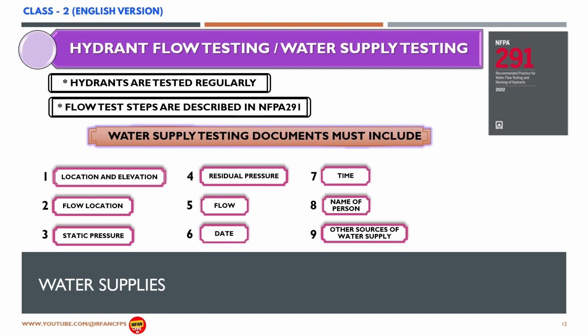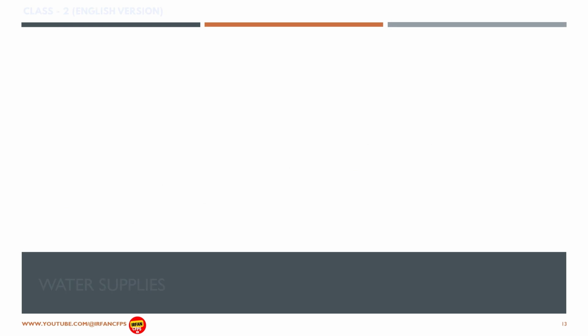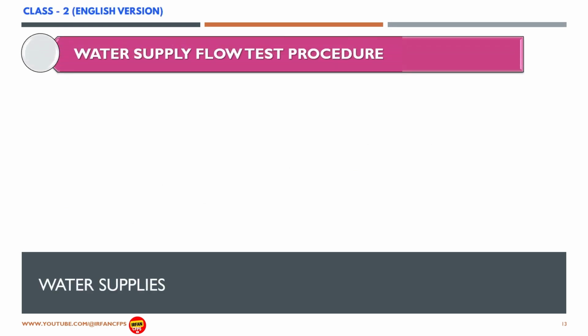All these things must be included in the documentation part during the flow test. Let's move on with the water supply flow test procedure, or hydrant flow testing procedure. There are 8 steps in order to perform the flow test.